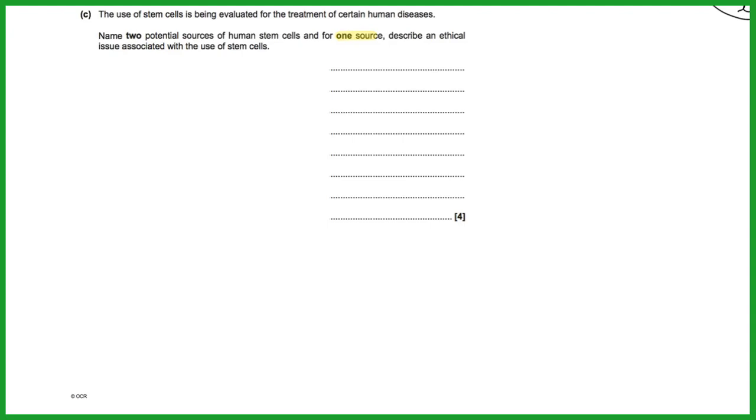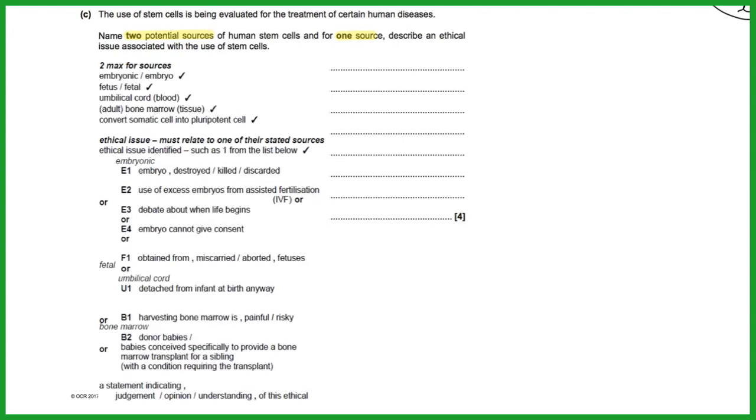Now, they're asking you to name 2 potential sources. So this is of unipotent, multipotent, pluripotent stem cells. And then for one of those sources, and it has to specifically refer to that source that you talked about, discuss an ethical issue associated with the use of stem cells from that source. So you do have to take care with the phrasing of your answer here. Now, the sources that you could be thinking of would be things like umbilical cords, very early fetal cells, bone marrow. Let's have a look at the mark scheme.